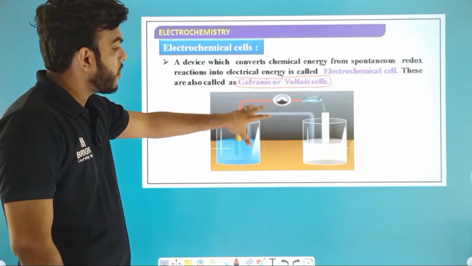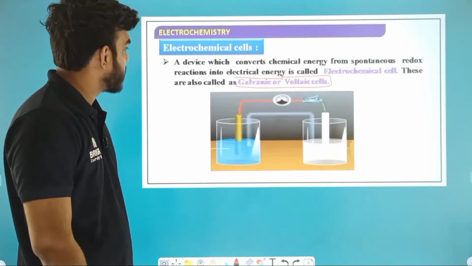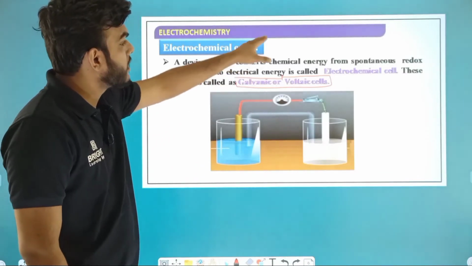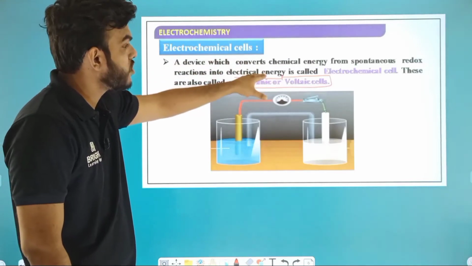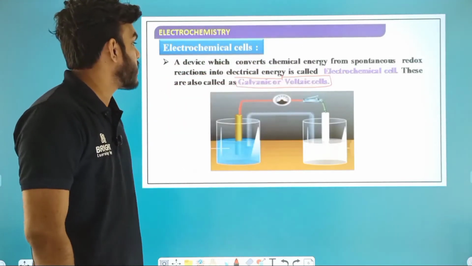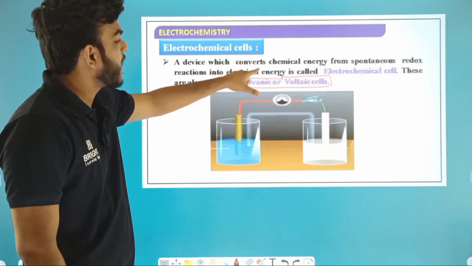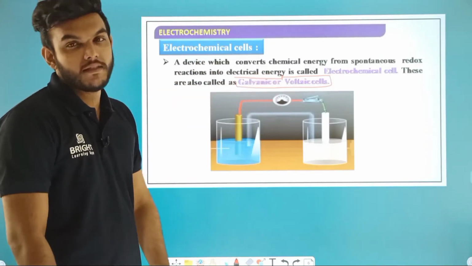This is the actual representation of a galvanic cell, a device which converts chemical energy from a spontaneous redox reaction into electrical energy, called the electrochemical cell. These are also called the galvanic cell and voltaic cell.